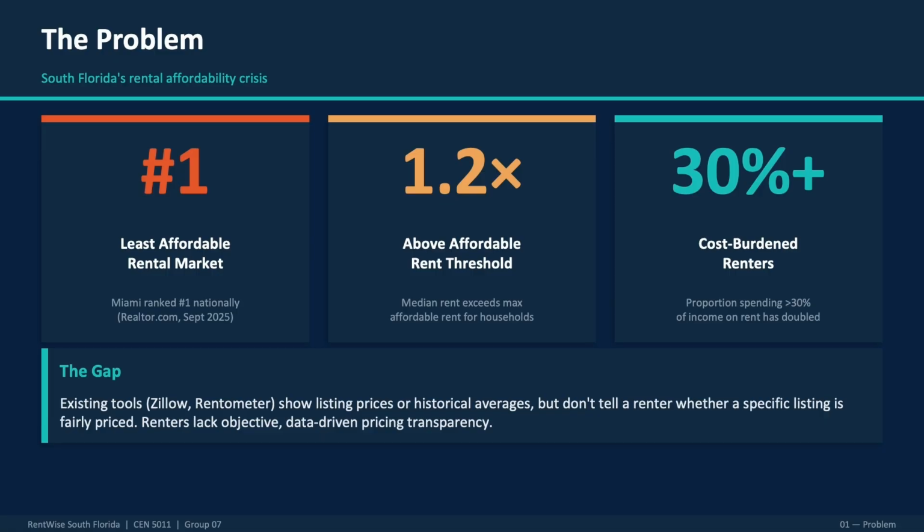South Florida has become the least affordable rental market in the country, and Miami is ranked number 1 for unaffordable rents. The median rent here is now higher than what an average household can reasonably afford, and more than 30% of renters are spending over a third of their income just on housing. Despite these challenges, renters still lack a simple way to understand whether a listing is actually priced fairly. Tools like Zillow or Rentometer show numbers, but they don't explain whether a price is reasonable for the area, which leaves a big transparency gap.